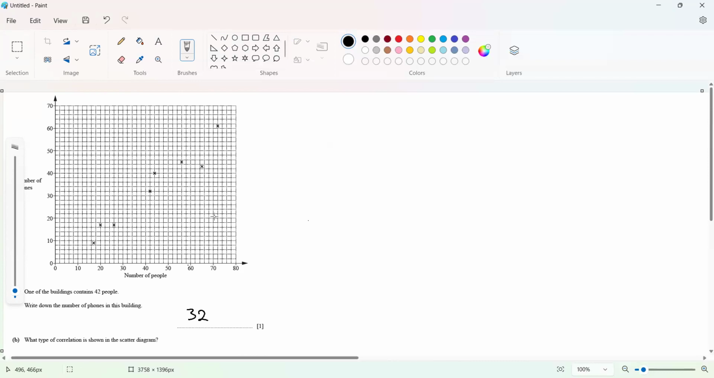So what type of correlation is shown in the scatter diagram? If you draw a line of best fit, something like this, you can see it's going upwards. So this is a positive correlation, right? So that's for part B.